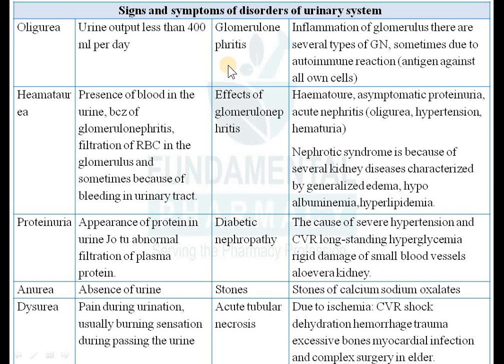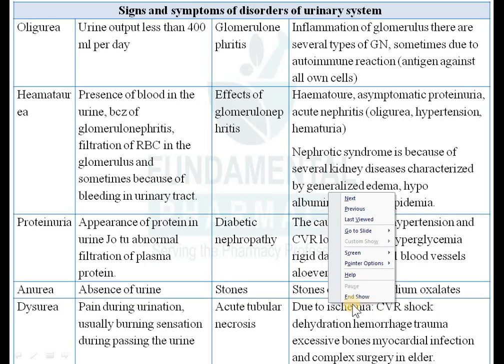Then glomerulonephritis. Inflammation of the glomerulus is known as glomerulonephritis. So there are several types of glomerulonephritis. Sometimes it is due to autoimmune disease, sometimes it is due to a genetic problem also. The effect of glomerulonephritis is that hematuria will occur, proteinuria will occur, acute nephritis, oliguria, hypertension will occur. Nephrotic syndrome is because of several kidney diseases characterized by generalized edema, hypoalbuminemia and hyperlipidemia.